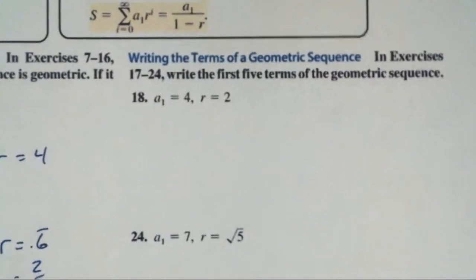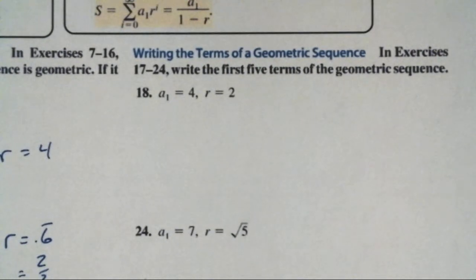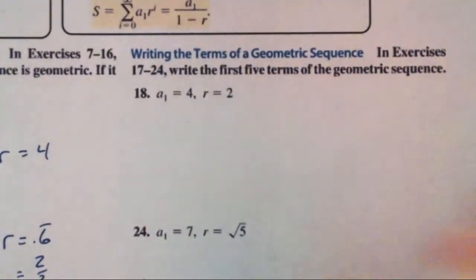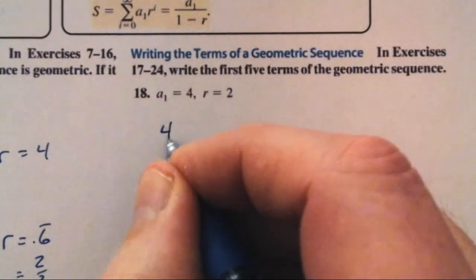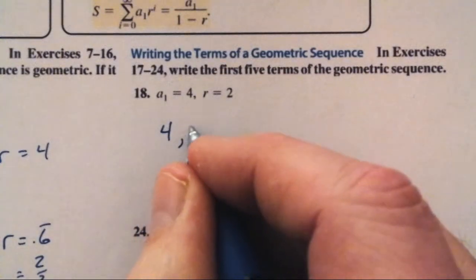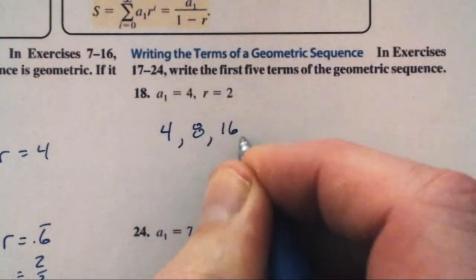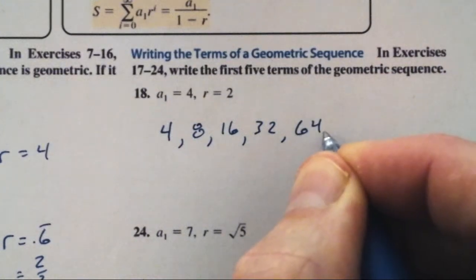Let's take a look at 17 through 24. They want us to write the first 5 terms of the geometric sequence. This is, I think, so straightforward at this point that we can just list them. We start with 4, and every step we multiply by 2. So we get 4, 8, 16, 32, 64.